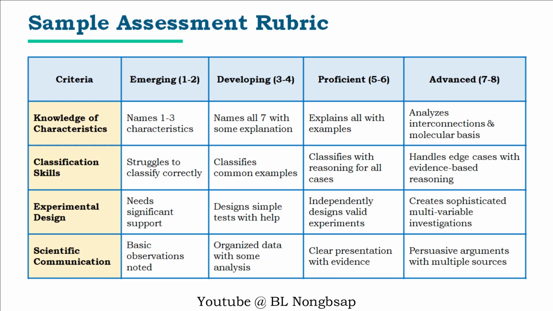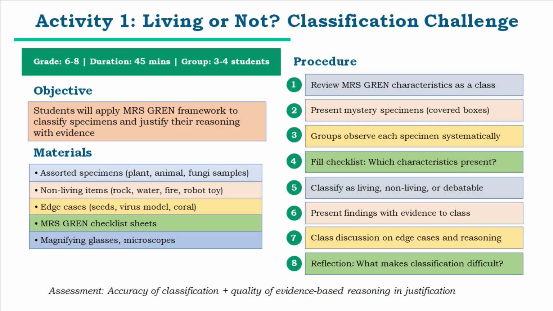The following is the sample assessment rubric that teachers can use to assess learners. Activity: living or not, classification challenge. This activity is designed for grades 6 to 8 and has a duration of 45 minutes. It is conducted in groups of 3 to 4 students. The objective of the activity is for students to apply the MRSGREN framework to classify specimens and justify their reasoning using evidence.